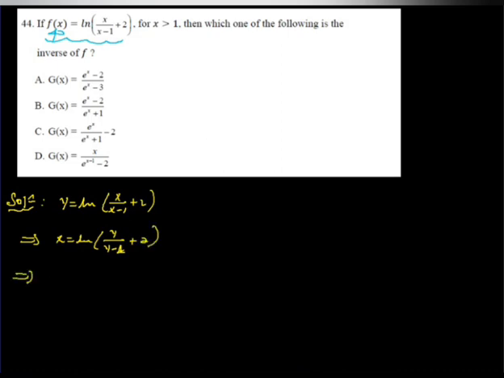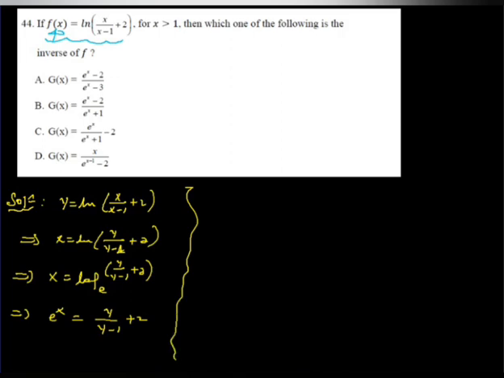So this can be written, taking both sides by logarithm, as x is equal to logarithm of y over y minus 1 plus 2 in base e. So this means e to the power of x is equal to y over y minus 1 plus 2. So this implies e to the power of x minus 2 is equal to y over y minus 1. So crisscross it and solve for y.